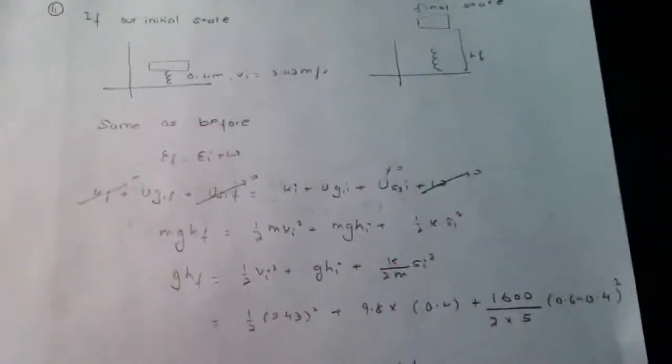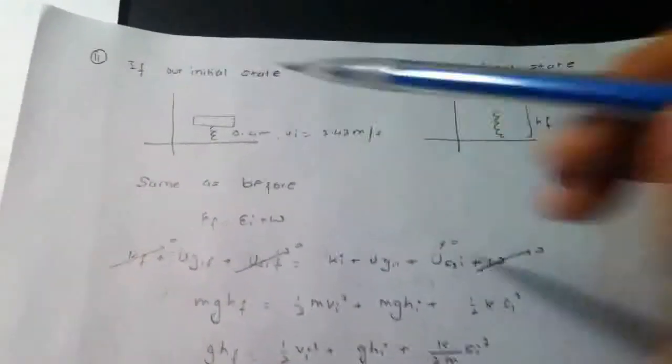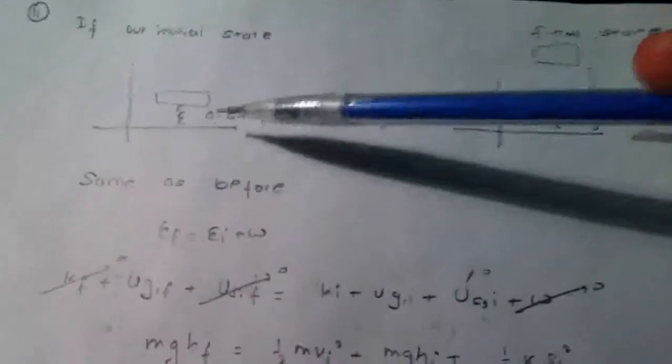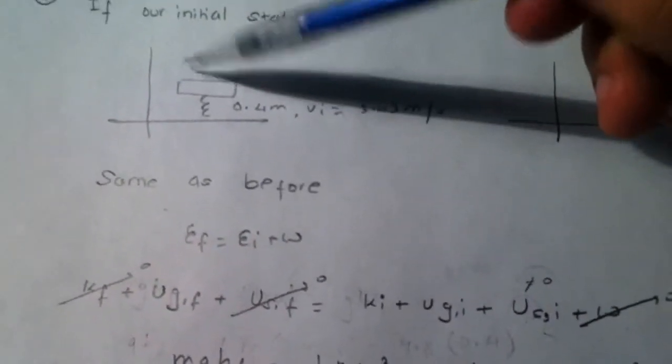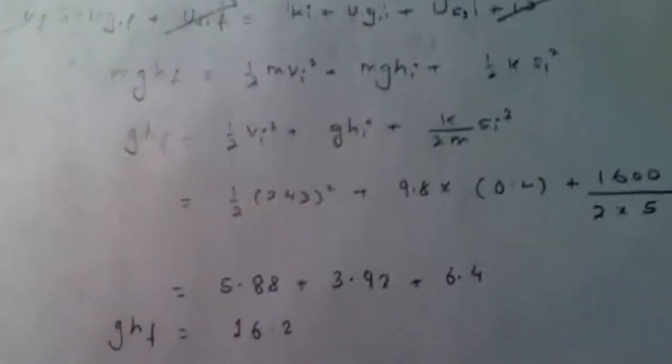Our energy principle will be the same, and our energy equation will also be the same, but there will be one major difference. What difference will there be? Well, in the earlier case our initial spring was in equilibrium position, but in this case our initial state is different. The spring has been contracted by 0.2 meter, because it was initially at 0.6 and now it's at 0.4, so it's been contracted by a distance of 0.2 meter, right? So our initial spring potential energy will not be zero.